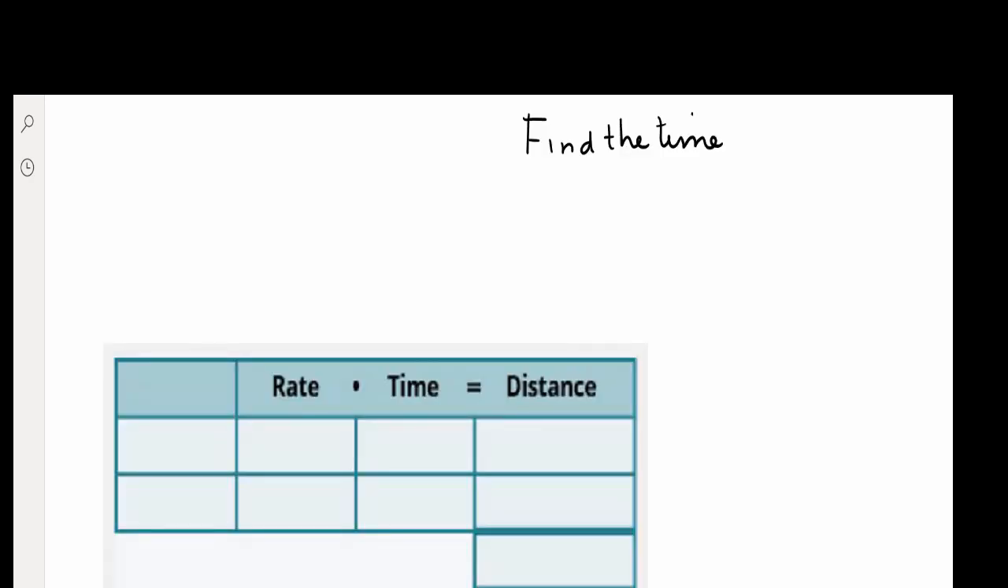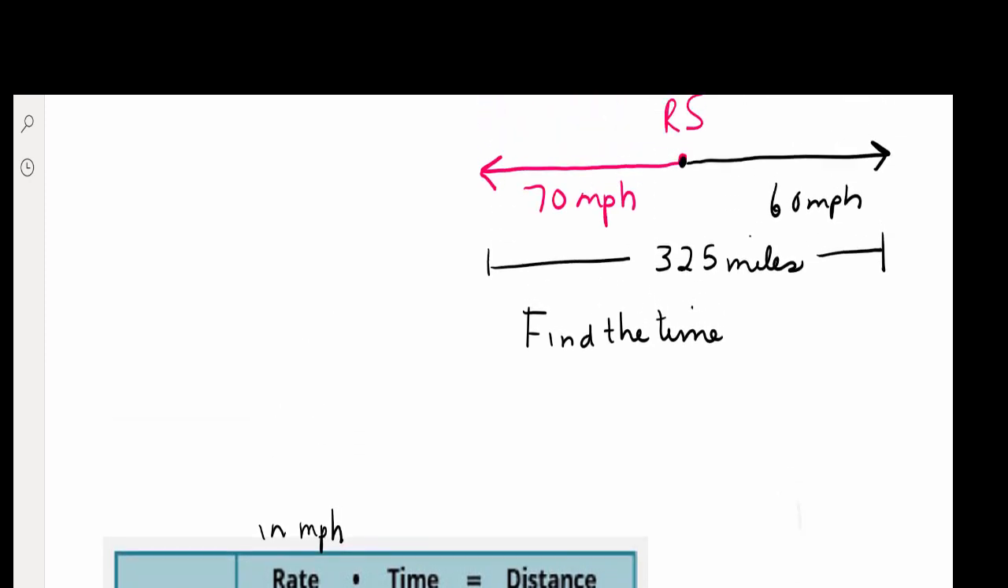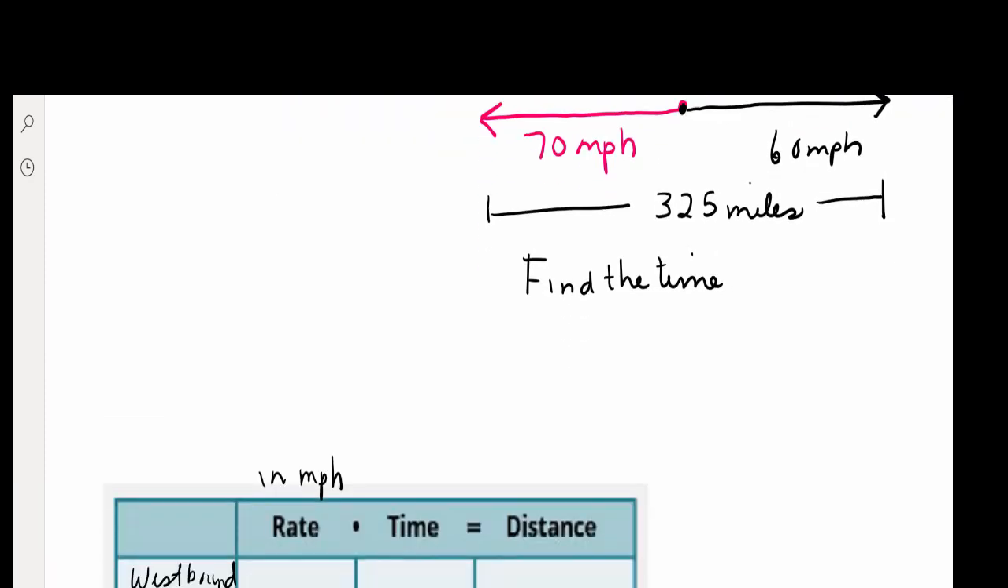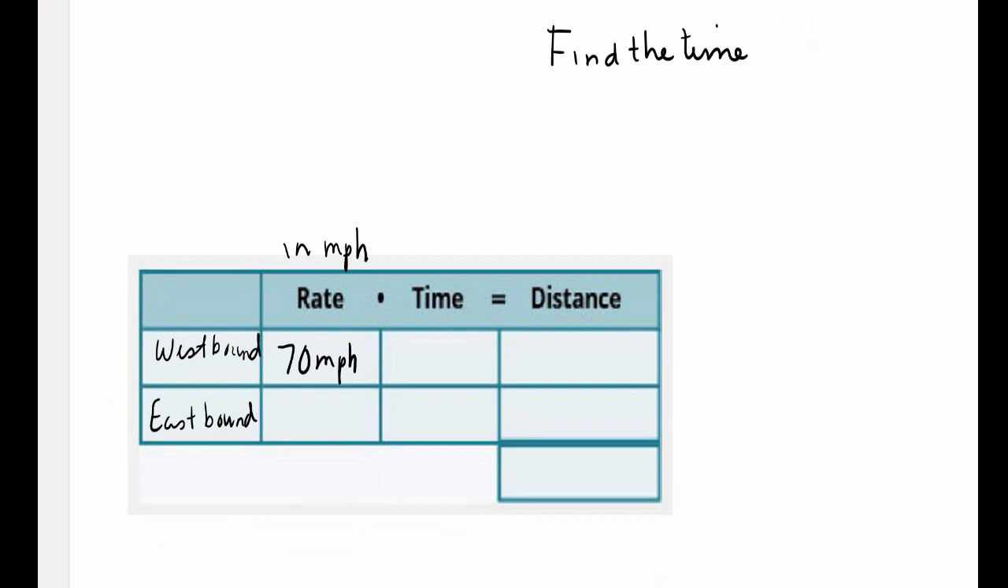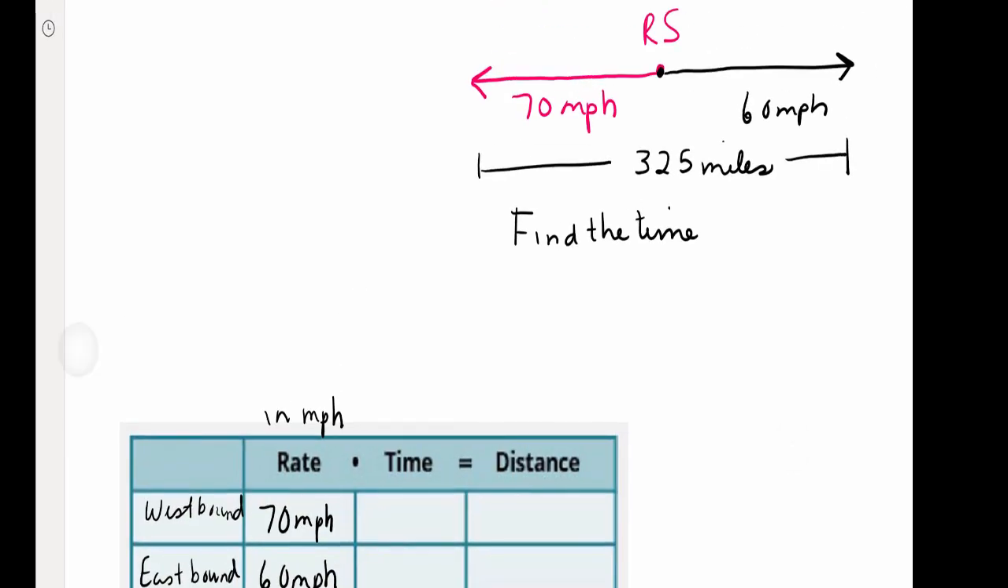So we have our westbound truck, and then we have our eastbound truck. And we know the rates. Those are the speeds in miles per hour. The westbound truck is the one that's traveling 70 miles per hour. And we know that the eastbound truck was traveling 60 miles per hour. Okay, and then we were asked to find the time that it takes for them to be 325 miles apart.